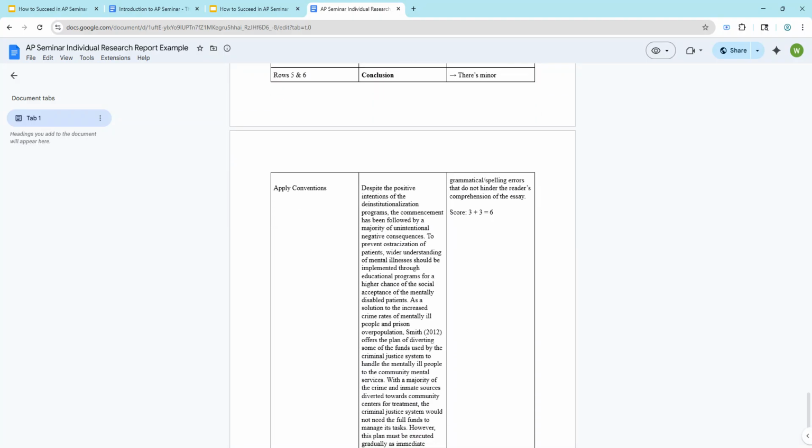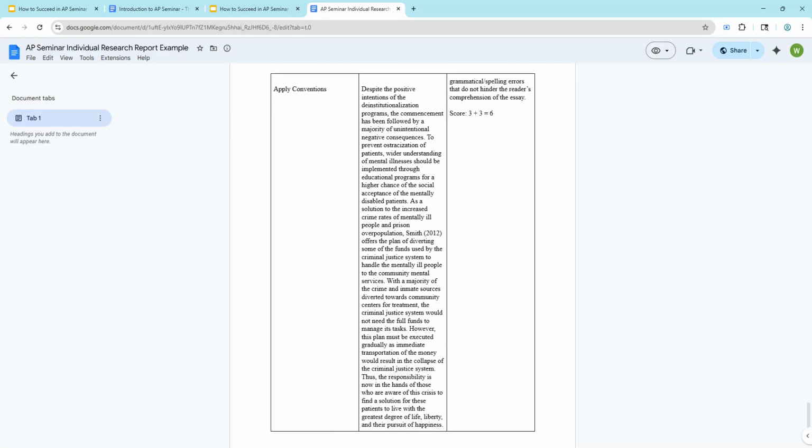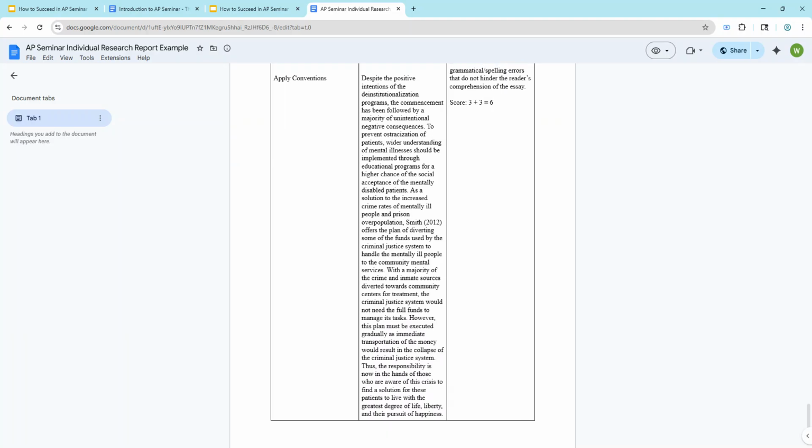So there's minor grammatical spelling errors that do not hinder the reader's comprehension of the essay. And look at the powerful end. This student decided to connect this issue with the component of the Declaration of Independence, life, liberty, and the pursuit of happiness. And having this kind of powerful punch or end will guarantee you an amazing score in addition to the key strengths found in this writing.